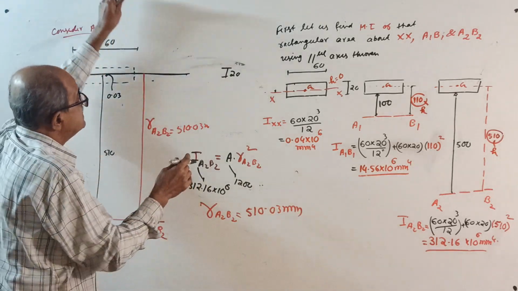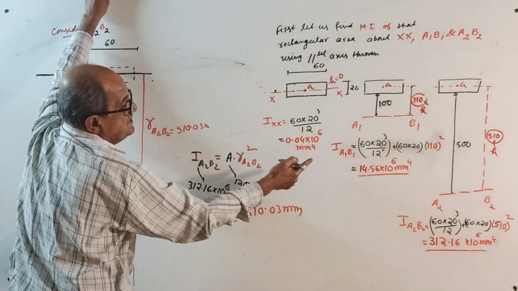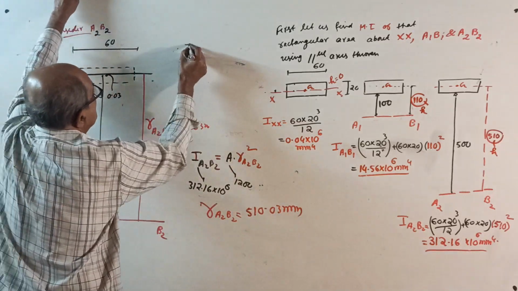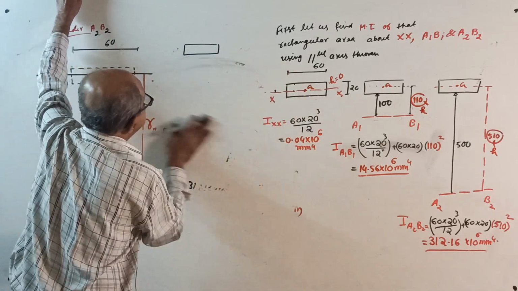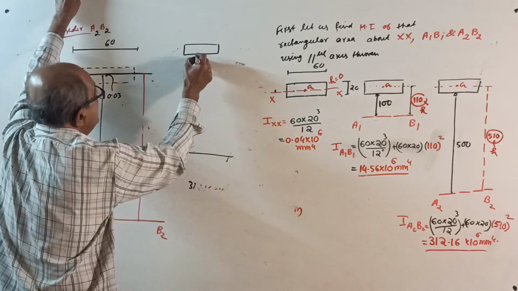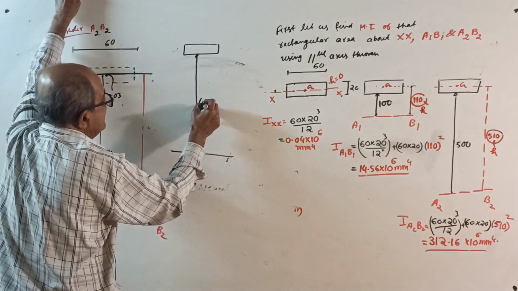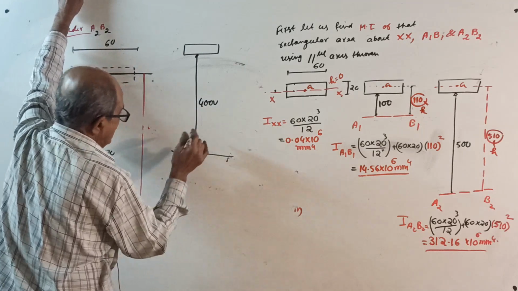Now, just to understand, you try. Suppose the distance is not 500. You take a very high value, say 4000. See what happens now.